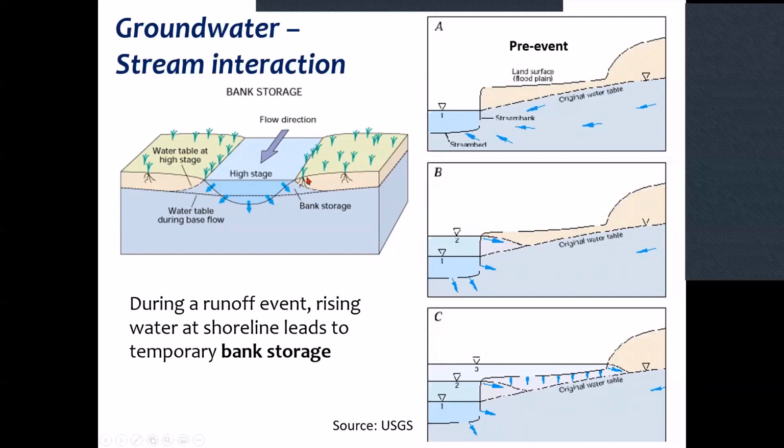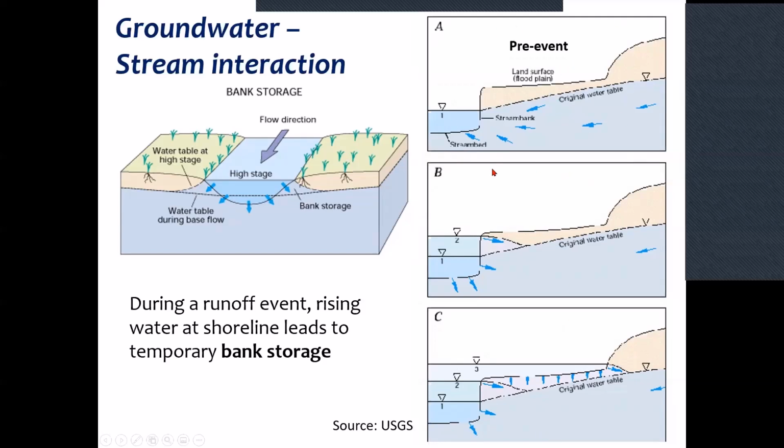And so during the event, this is frequently known as bank storage. Because we're starting to see water move into the ground, and it's gradually increasing the water table, but it's not increasing the water table everywhere. Obviously, we're going to see it first manifest near to the bank side. And so you can see that in this sequence here.